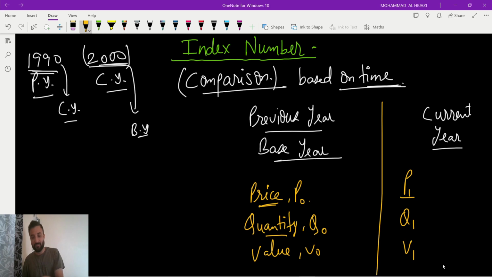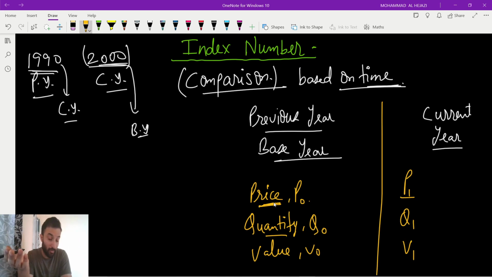That's it. Because sometimes in the examination they will not give these symbols, they will just write the price, previous year, current year. So you have to know that price previous year means P naught, and price current year means P1.